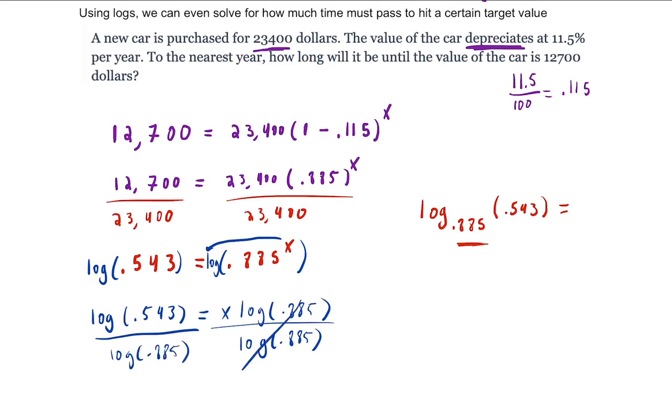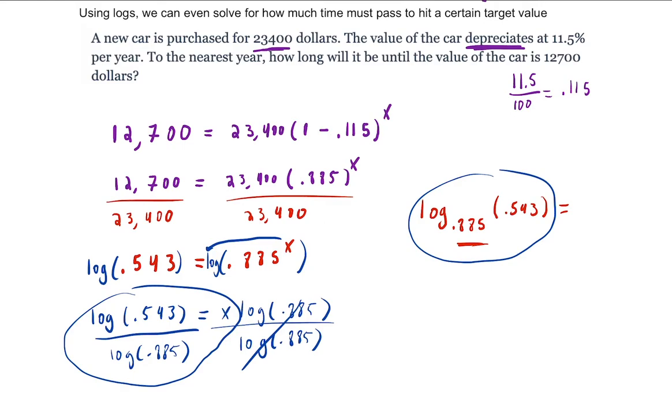And either way you do it, either taking the log base 10 of 0.543 and dividing by the log of 0.885, or by just using a fancy calculator, you would get that it's almost exactly 5, and it says to the nearest year. It ends up being 5 years. It's like 4.999. Okay, so those are what we've done so far. And here we're going to get a little bit closer to reality.